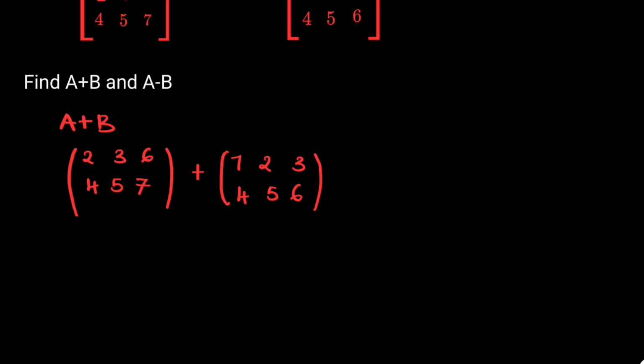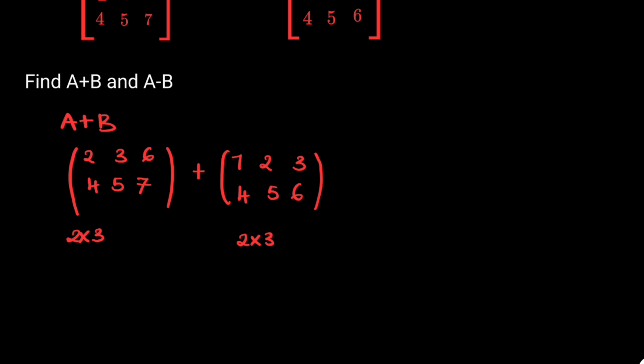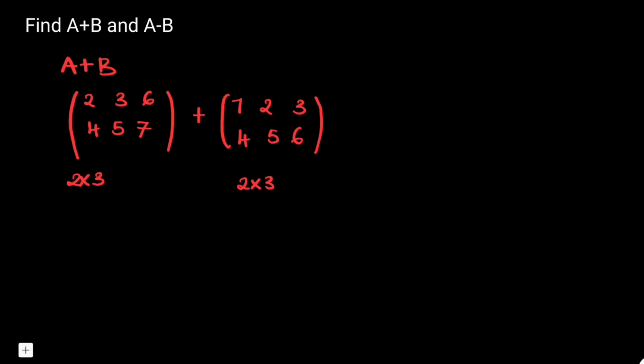So the first thing you do is determine whether the two matrices are of the same order. This first matrix is a 2 by 3 matrix, and the second is also a 2 by 3 matrix. That tells us that we can add these two matrices. So let's add. We are adding corresponding entries.